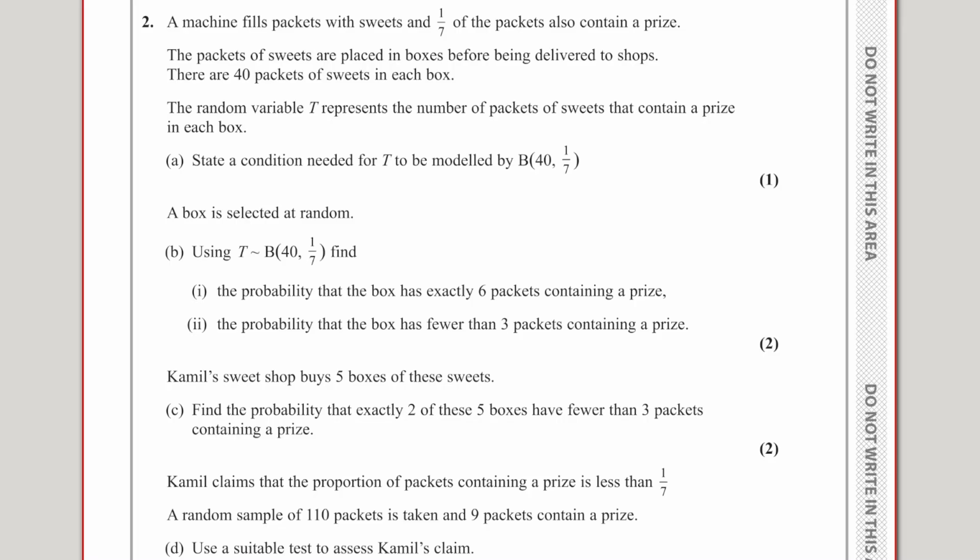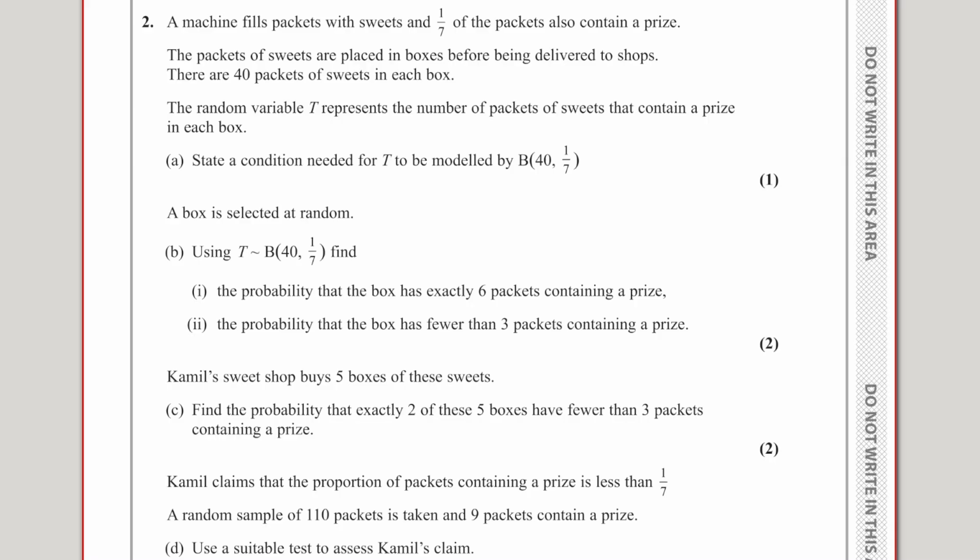Question 2. A machine fills packets with sweets, and 1/7 of the packets also contain a prize. The packets of sweets are placed in boxes before being delivered to shops. There are 40 packets of sweets in each box. The random variable t represents the number of packets of sweets that contain a prize in each box. State a condition needed for t to be modelled by a binomial distribution with n as 40 and the probability 1/7.